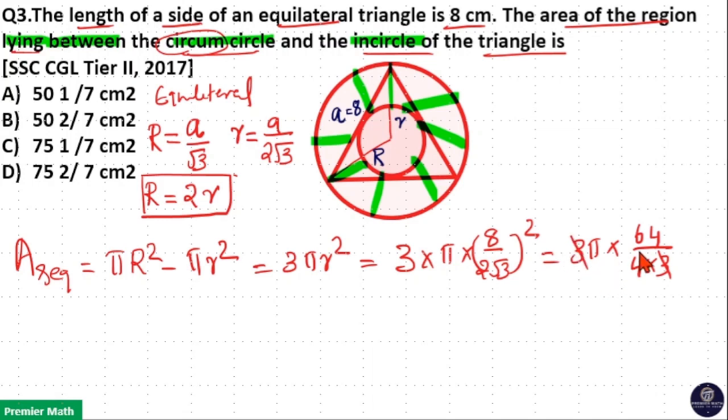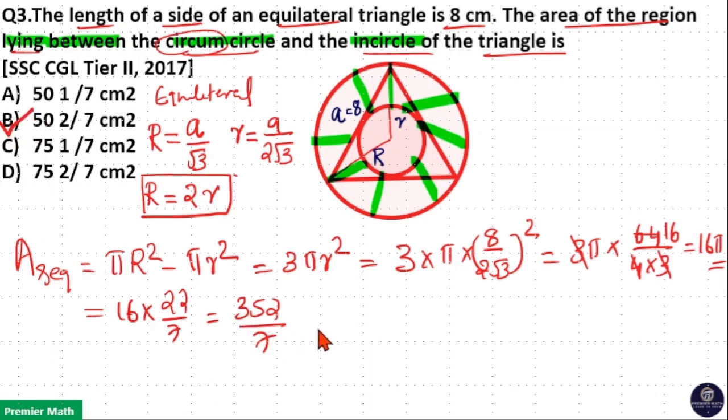Now 3 and 3 cancel. 4 goes 16 times in 64, which is equal to 16 pi. So 16 pi means 16 into 22 by 7. Now 16 into 20 is 320 and 16 into 2 is 32. So 320 plus 32 is 352. So 352 by 7 is equal to option B, that is 50 and 2 by 7. 7 goes 50 times in 350. Remaining is 2 by 7. So 50 and 2 by 7, option B is your answer.